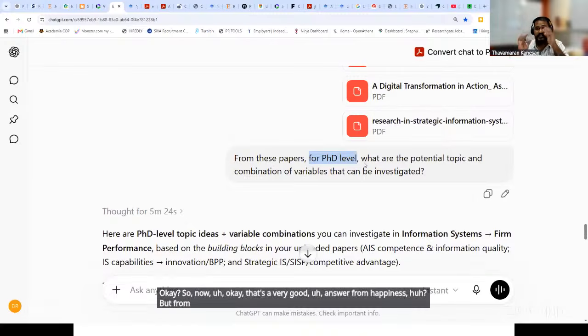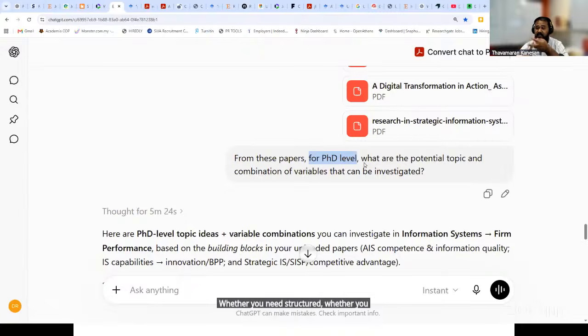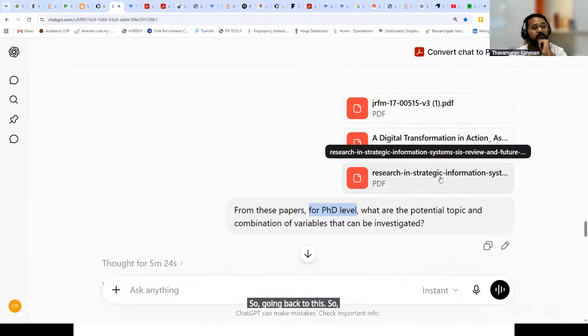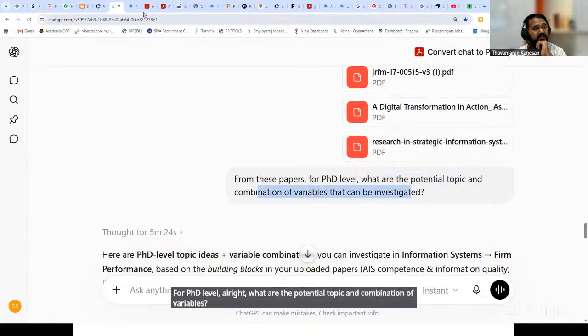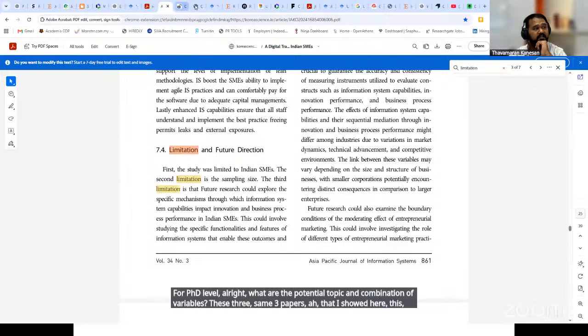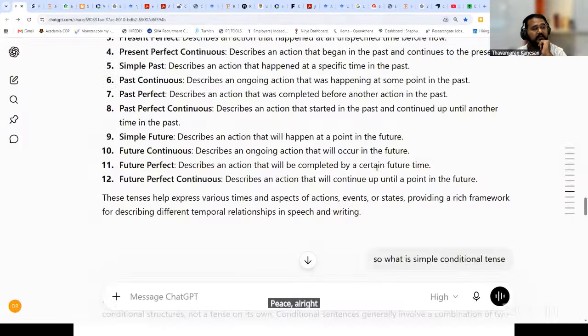But from your research question itself, you will know already whether you need structured, whether you need parametric, whether least square. You will know from that as well, right? So coming back to this. So 3 papers uploaded. I asked from these papers for PhD level, what are the potential topic and combination of variables? These same three papers that I showed here, this, and this.